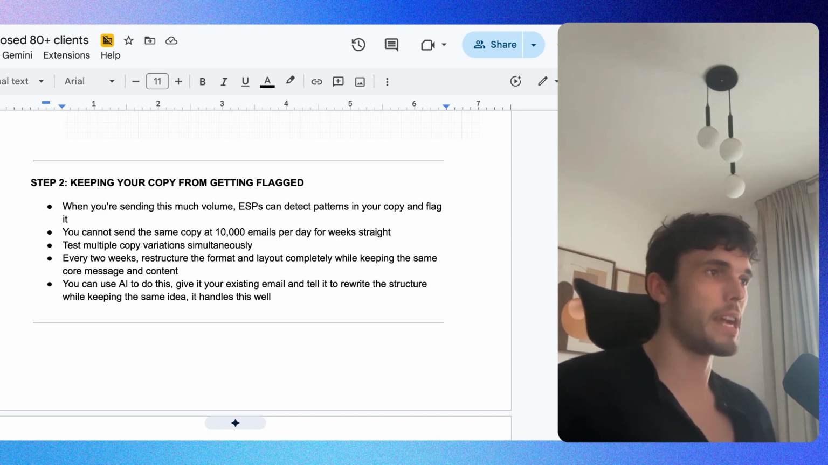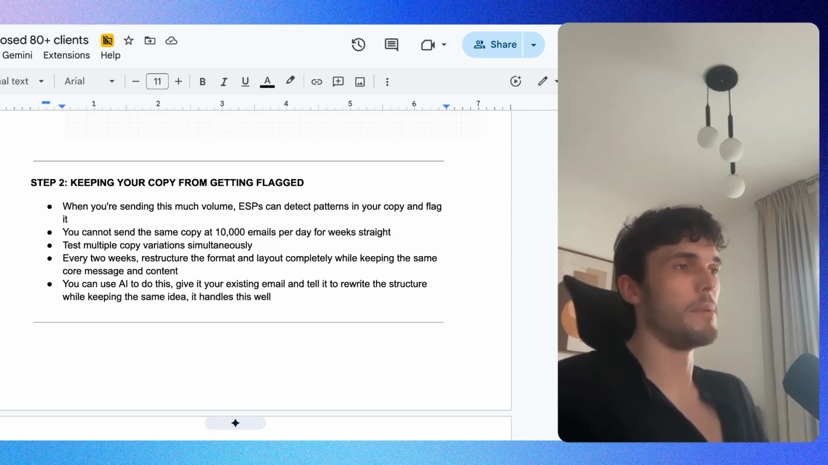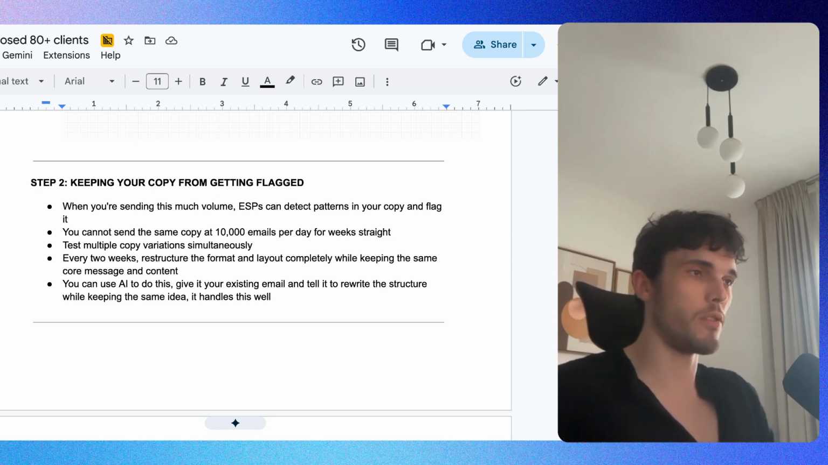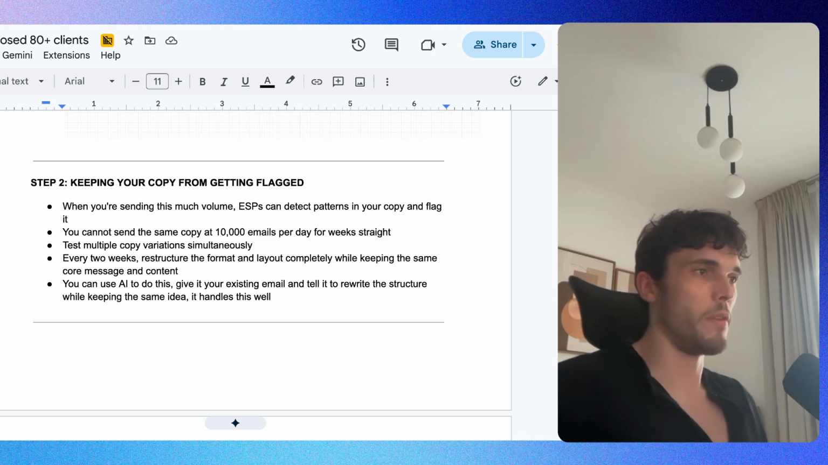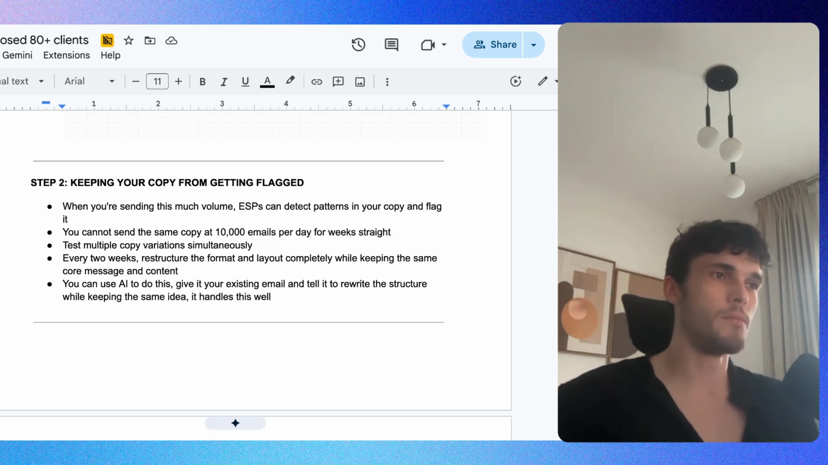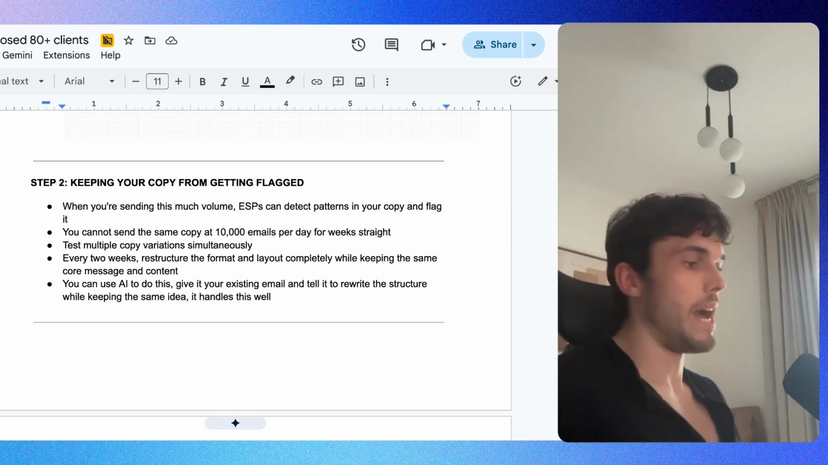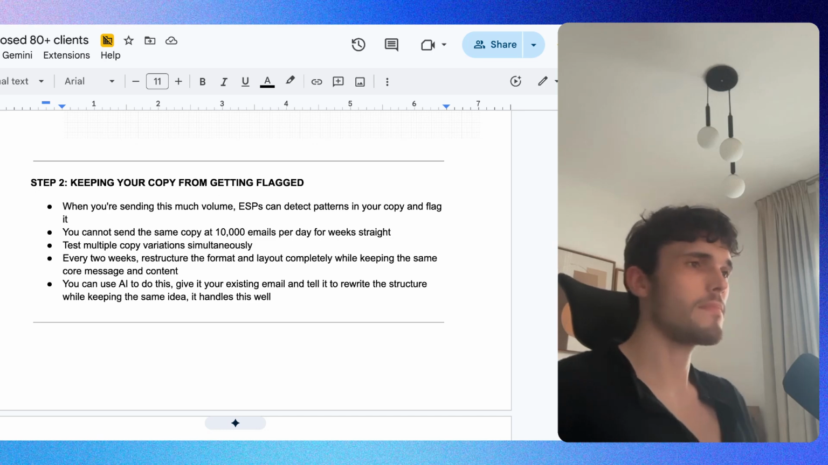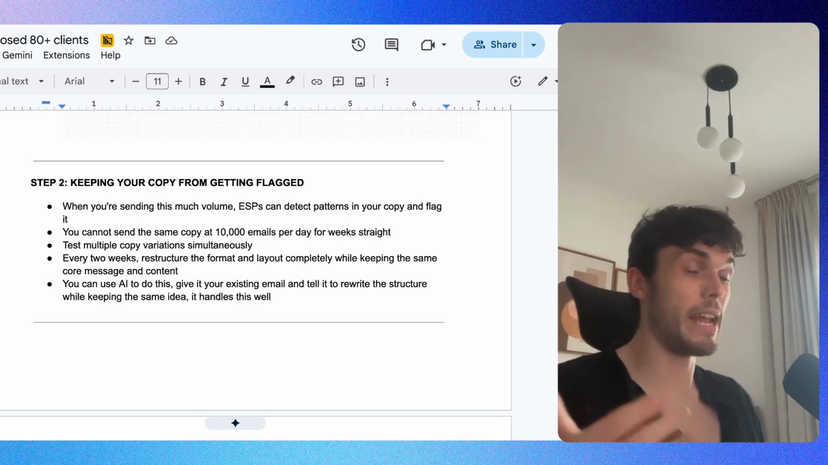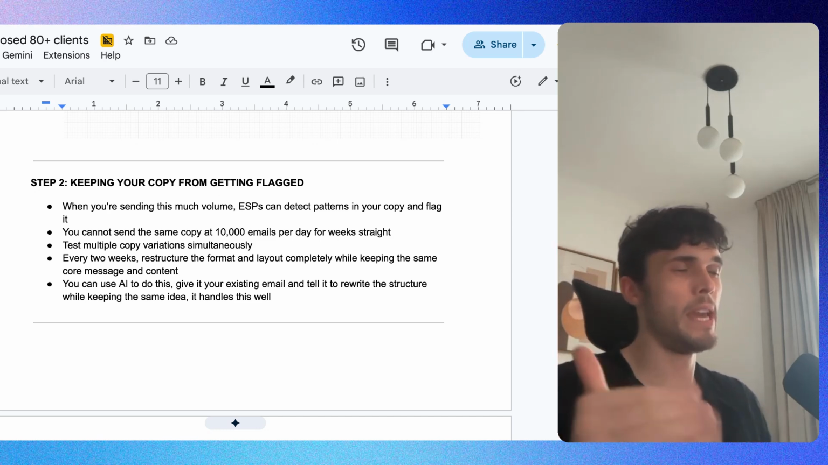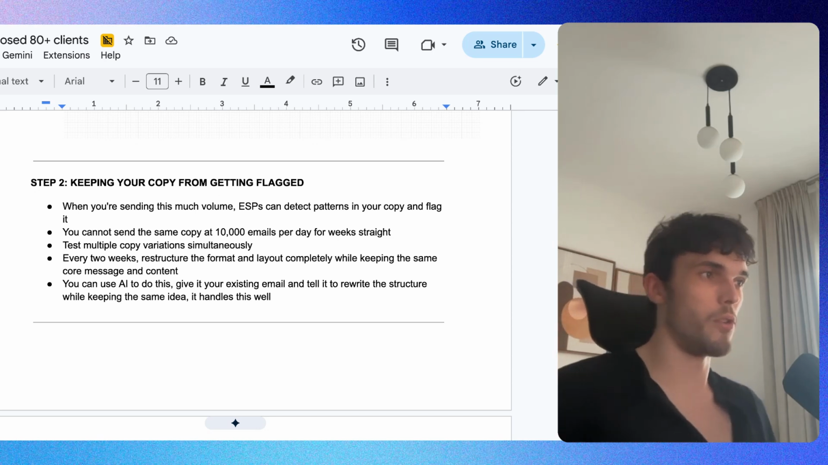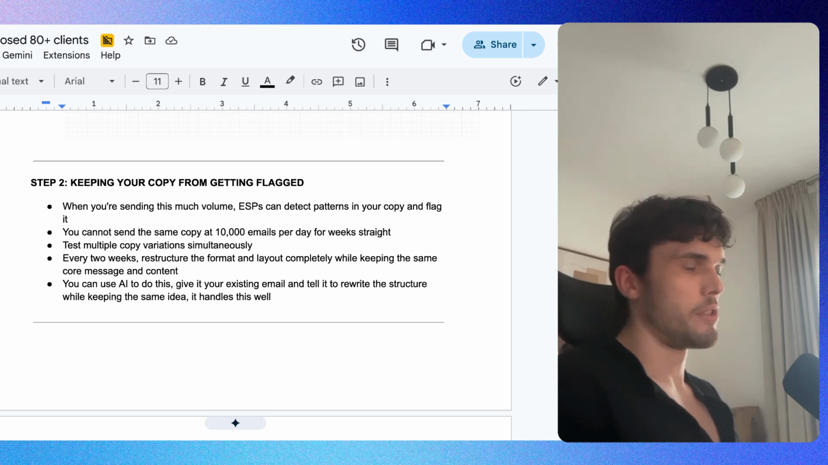Even if you're applying spin tags to the emails, eventually it's going to be so similar that the email servers are going to see it. So you want to switch up the formatting every 2 weeks. You can do that very simply by creating an AI prompt where you just tell the AI, hey, I want to restructure this copy. You can just send it what I just said, and it's going to be able to restructure that copy. And now you can send it again, and you're most likely not going to land in the spam folder.